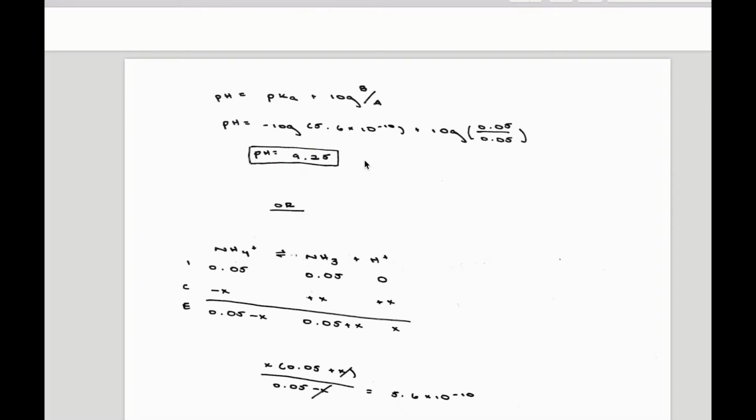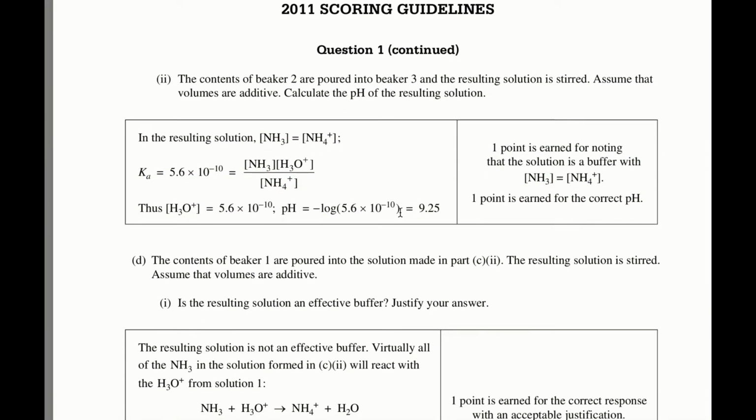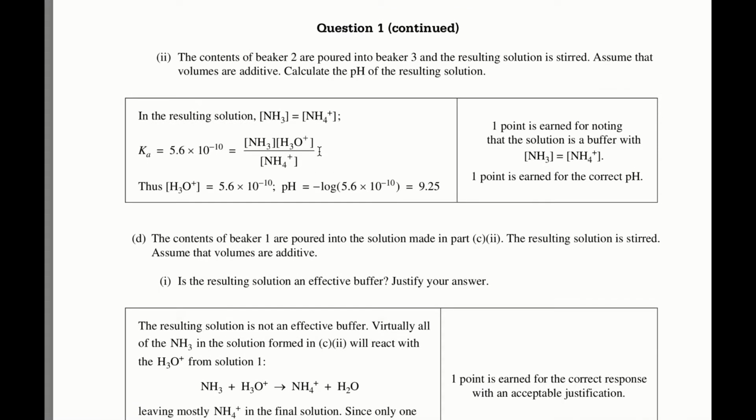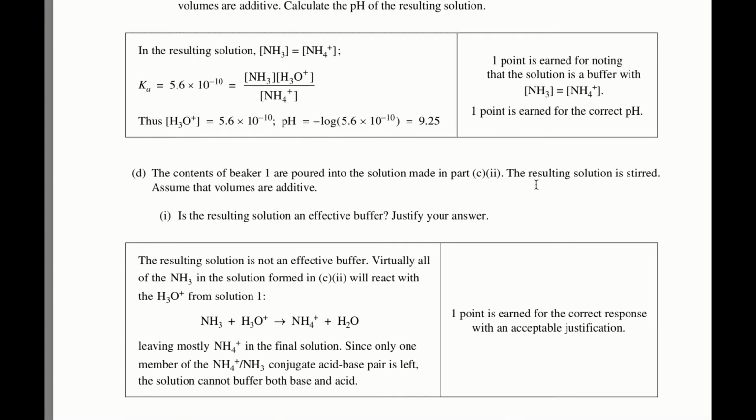So the answer is 9.25. So that's the answer that they got. They didn't really show much work, which I don't like, so that's why I just showed you everything. So 1 point for noting that the solution is a buffer, so noting that the concentration of NH3 is equal to the concentration of NH4+, which we did in our calculation itself, and then 1 point for getting the actual correct pH.